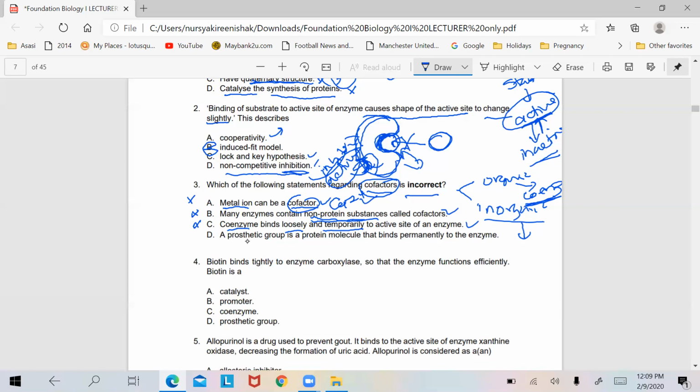For statement D, a prosthetic group is the protein molecule that binds permanently to the enzyme. Prosthetic group is actually a type of cofactor, which are non-protein molecules found in the active site of the enzyme. And how does the prosthetic group bind to the enzyme? It binds permanently. But what is wrong about this statement is that it is a non-protein molecule. That makes this statement incorrect. So the answer will be D.